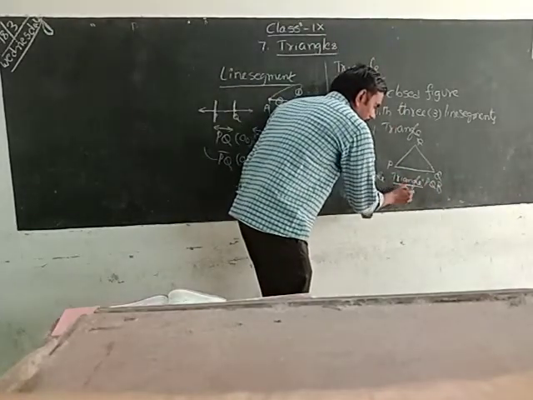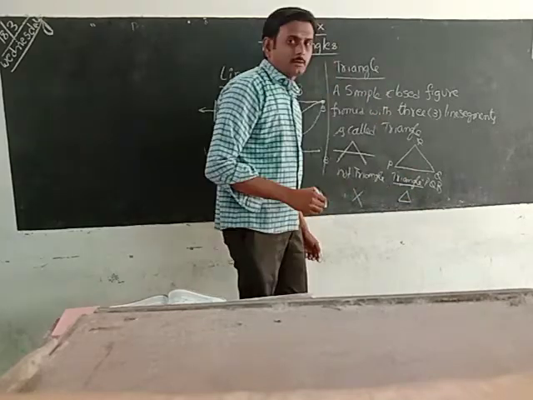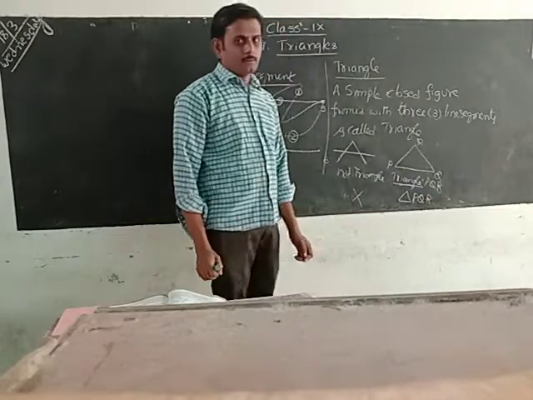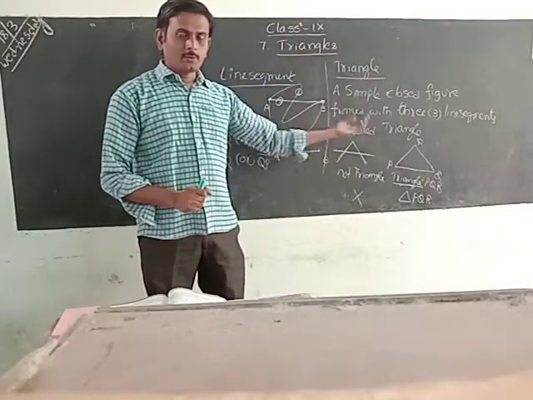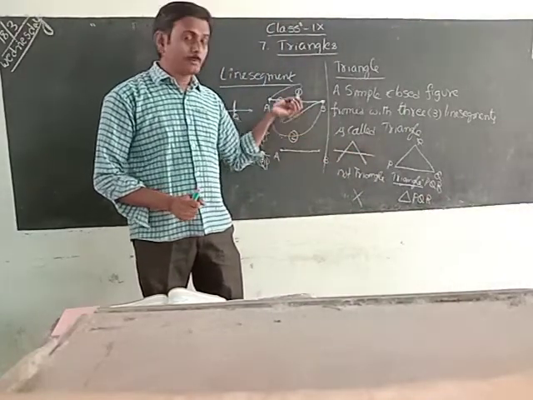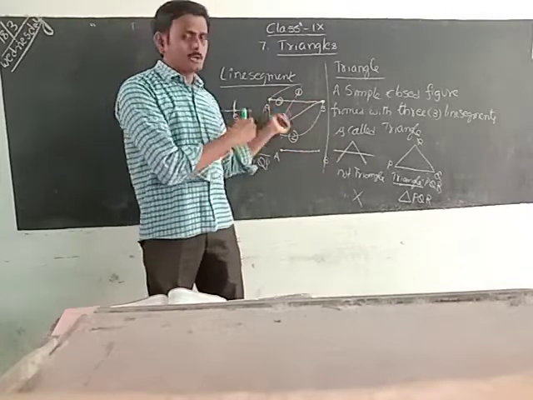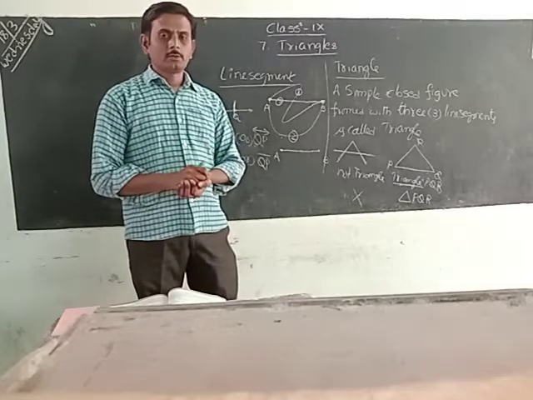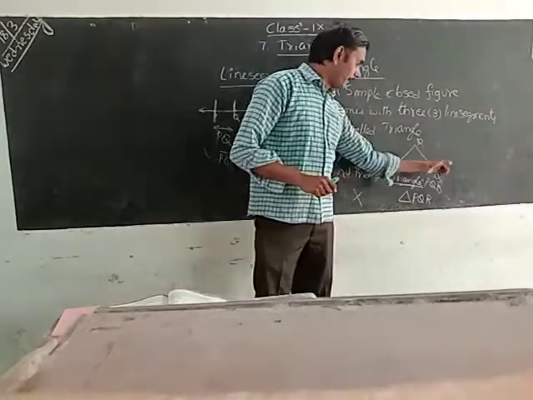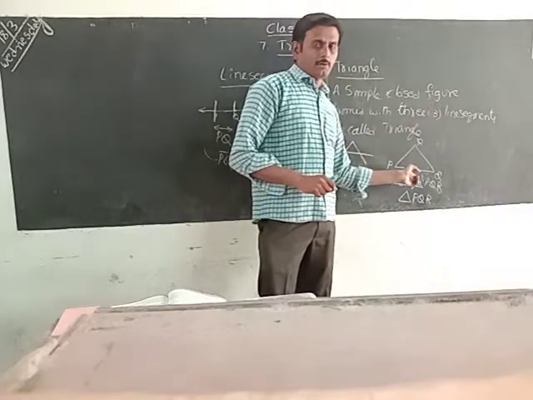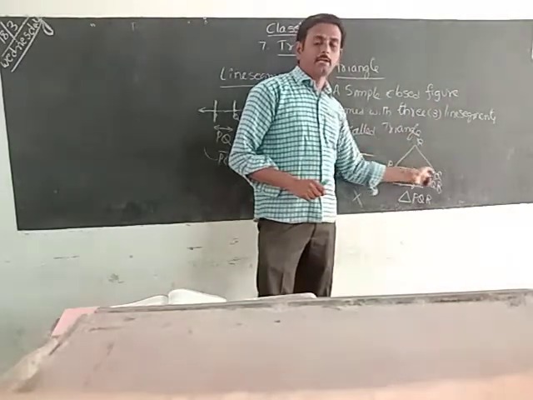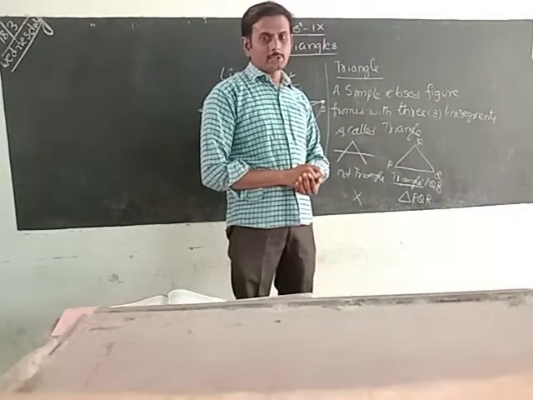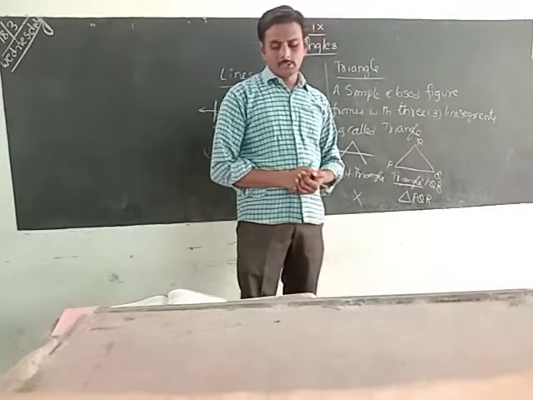Instead of writing the word triangle, we can draw the triangle symbol: triangle symbol PQR. You can write like that. Triangle PQR you can call, otherwise you can call it by changing the letters. But according to our textbook, we follow the anti-clockwise direction only. While giving the name of the triangle, we have to follow the anti-clockwise direction.